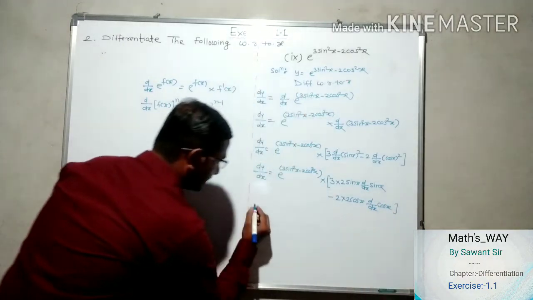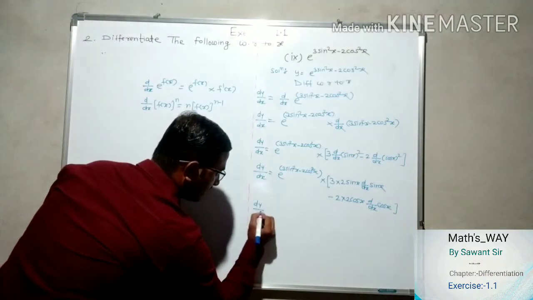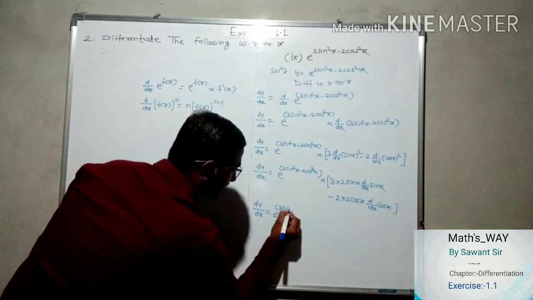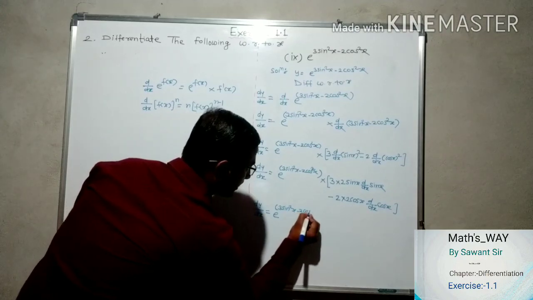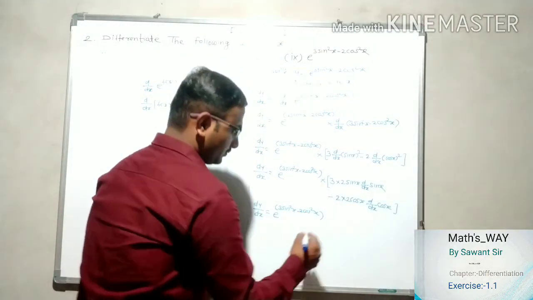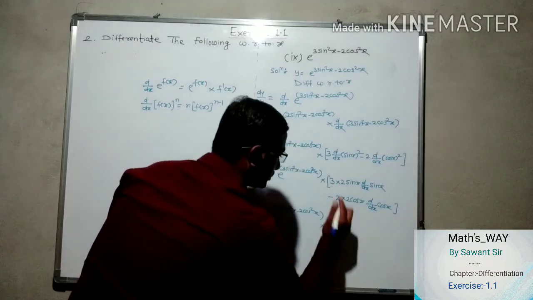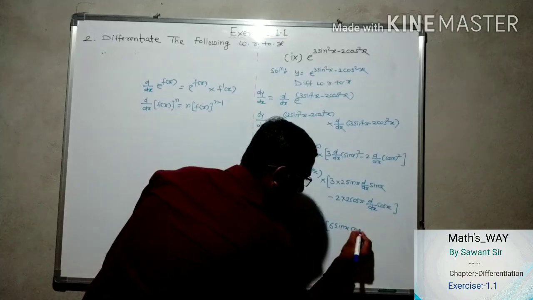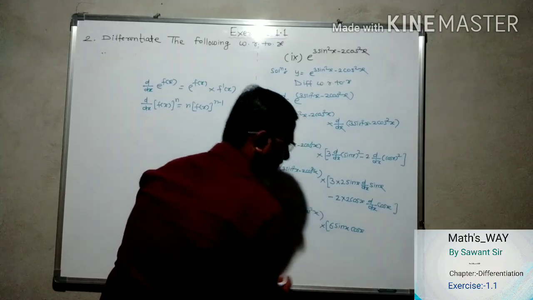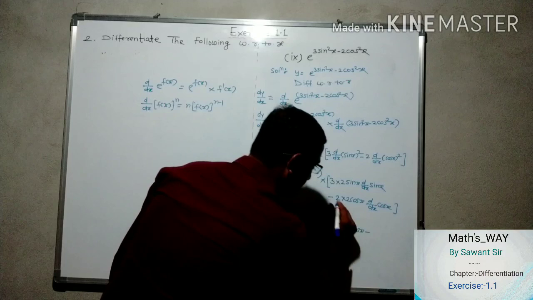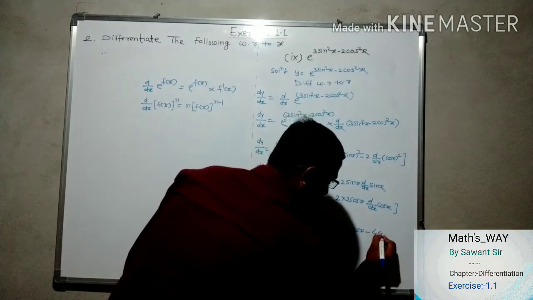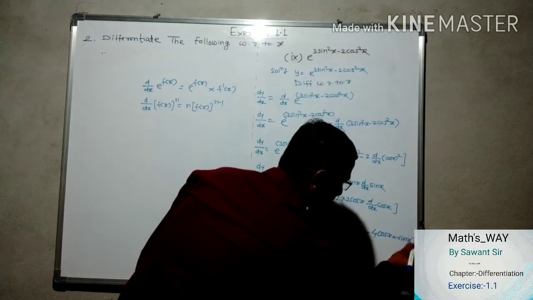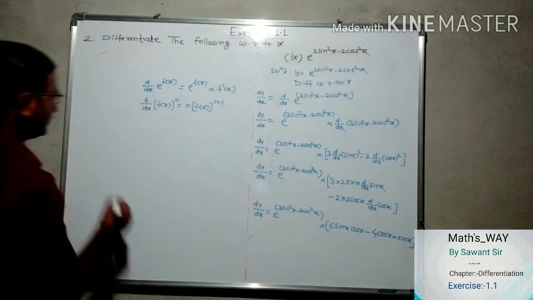So that is dy by dx is equal to e to the power 3 sin square x minus 2 cos square x as it is, into, in a bracket, 3 into 2, 6 sin x into the derivative of sin x, cos x, minus 2 into 2, 4 cos x into the derivative of cos x, minus sin x. The derivative of cos x is minus sin x. So that is a final answer.